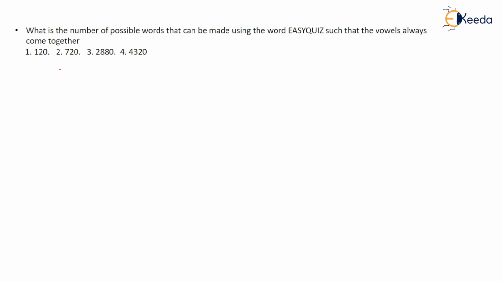So here is a question: what is the number of possible words that can be formed from EASY QUIZ such that vowels always come together? So you have to see the vowels, that is E, A, U, I. There are four vowels and four vowels can arrange themselves in four ways: 4 into 3 into 2 into 1, right? And these other letters are non-vowels. These are four letters again. So 4, and these vowels should always come together.